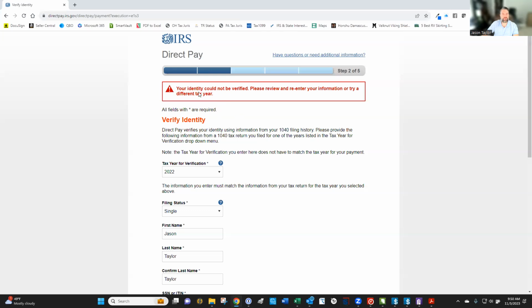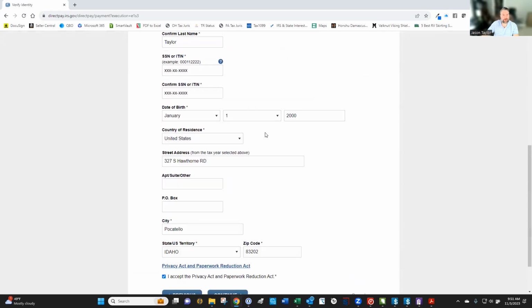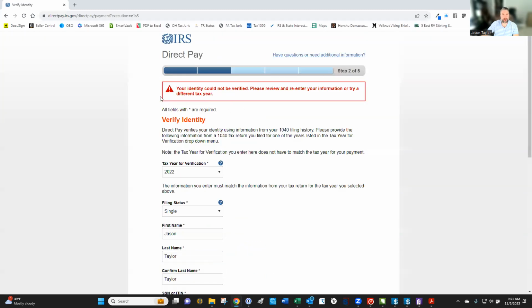But if it could verify your information because they have processed your tax return, and you put in the correct information, then you'll go to the next screen where you can say how much you want to pay. It won't tell you your balance due, because you actually have to log into your specific account for that, but it will allow you to put in your bank account information and the amount you want to pay.